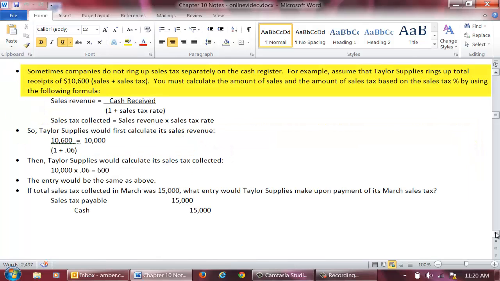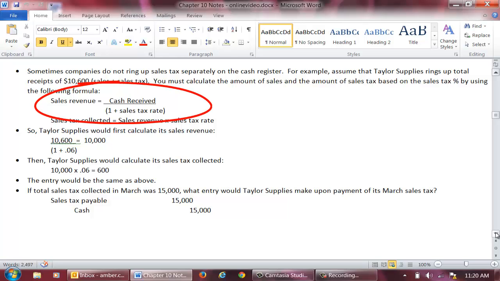If a company does not bring up sales and sales tax separately, it must calculate the amount of revenue earned and sales tax collected based on the total cash received during the day. For example, assume that Taylor Supplies rings up total receipts of $10,600, including sales and sales tax. First, we calculate sales revenue by dividing the total cash received by 1 plus the sales tax rate.